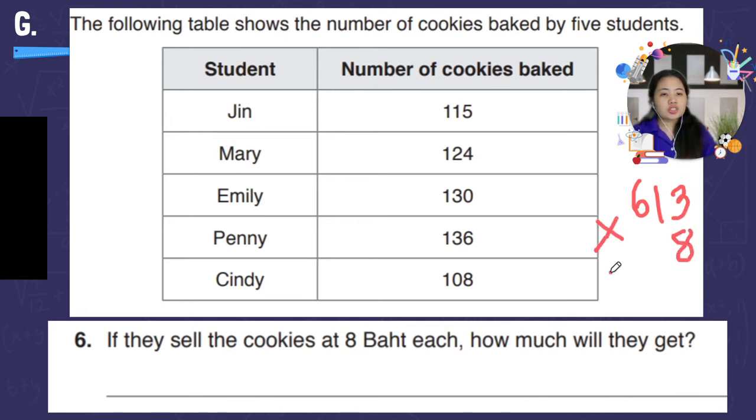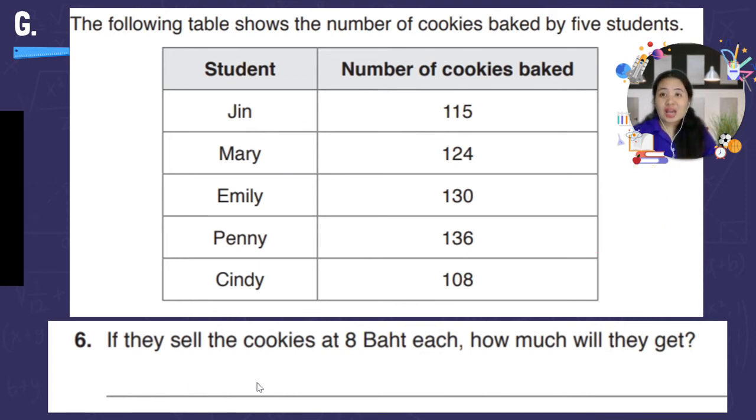8 times 3 is 24. Carry 2. 8 times 1 is 8, plus 2, 10. Carry 1. 8 times 6 is 48 plus 1, 49. So that means number 6 is 4,904 baht. You have to write baht, meaning money. Okay, so that's it for number 6.